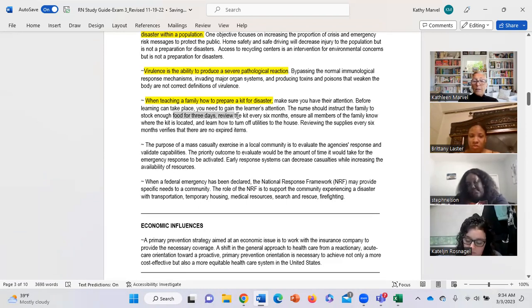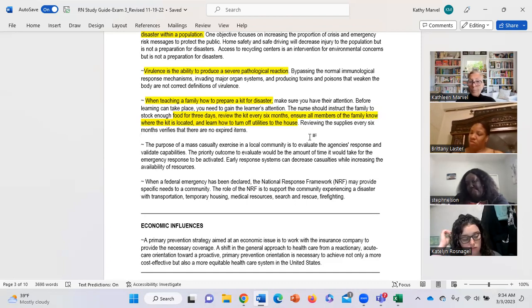Food for 3 days. Review the kit every 6 months. Ensure all members know where the kit is located and learn how to turn off the utilities. Okay, those are the 4 main teaching points when you're teaching a family how to prepare a kit for a disaster. There's lots of other things, but for purposes of this chapter, these are the 4 teaching points we're going to teach them. Food for 3 days, review the kit every 6 months, make sure everybody knows where it's located, and make sure everybody knows how to turn off utilities if you need to.